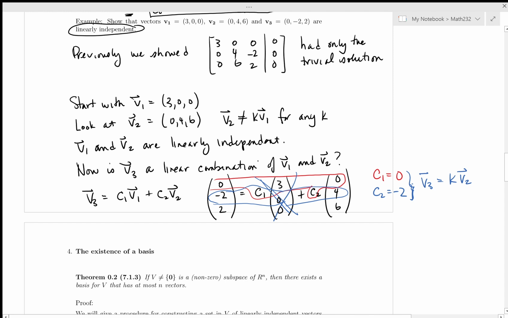And I can look at V3 and V2, and I can see that that is not the case. Or I can take a look at this final line here and see that this guy right here, 2, is not equal to 0 times 0 plus C2, minus 2 times 6. Okay, so they are linearly independent.